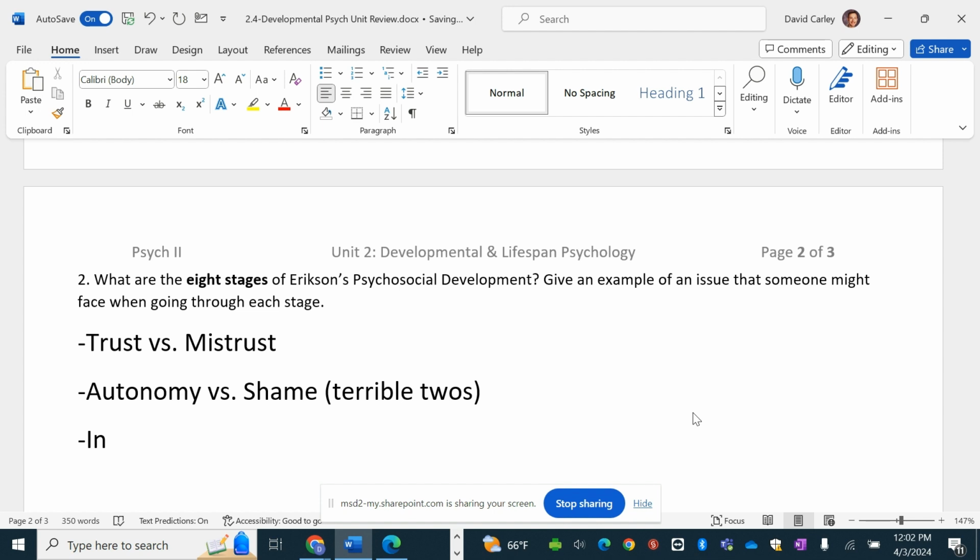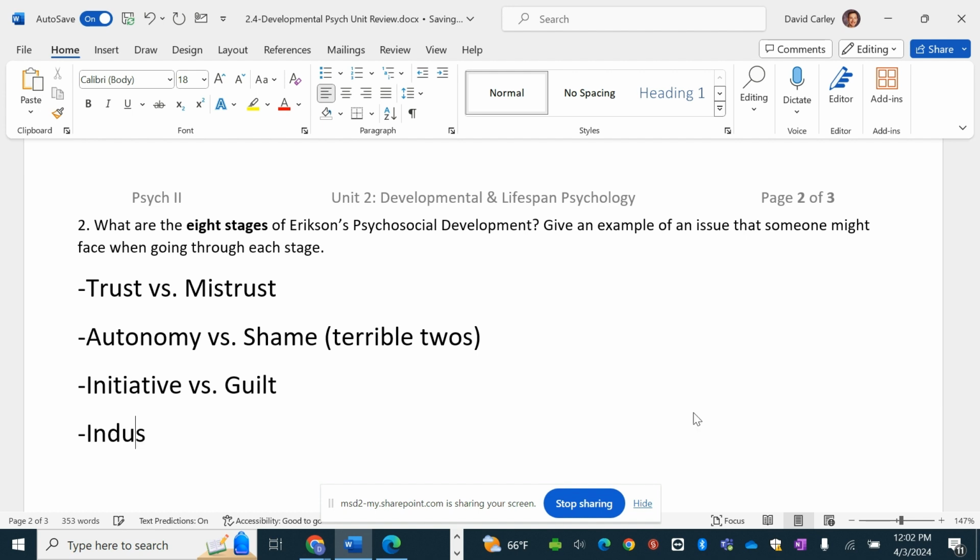Initiative. A good place to look for this are some of the videos that we did the virtual field study on. You can see a lot of these examples in those, and a lot of you said that if you turned that in. So initiative versus guilt is more like trying to do things versus feeling bad about doing the wrong thing or being reprimanded.